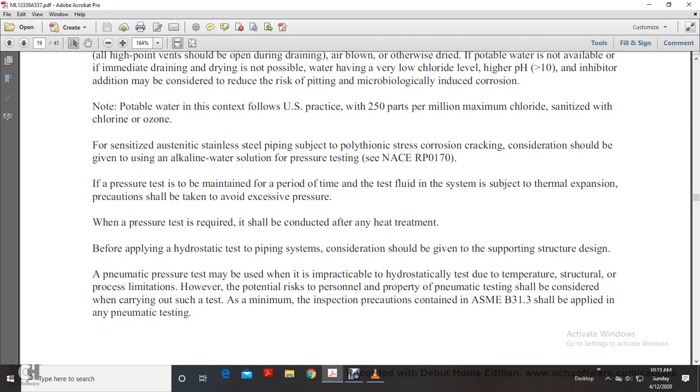When the pressure test is maintained for a period of time and the test fluid in the system is subject to thermal expansion, precautions should be taken to avoid excessive pressure. When a pressure test is required and conducted after any heat treatment, before applying hydrostatic testing, consideration should be given to the supporting structure design of the piping.